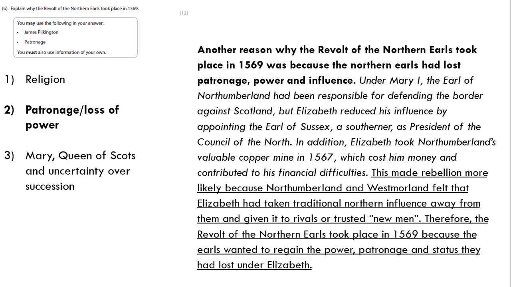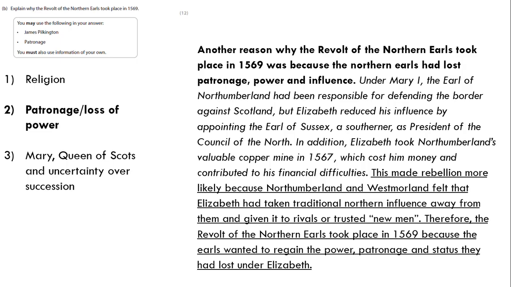Another reason why the revolt of the Northern Earls took place in 1569 was because the Northern Earls had lost patronage, power and influence. Under Mary I, the Earl of Northumberland had been responsible for defending the border against Scotland, but Elizabeth reduced his influence by appointing the Earl of Sussex, a southerner, as President of the Council of the North. In addition, Elizabeth took Northumberland's valuable copper mine in 1567, which cost him money and contributed to his financial difficulties. This made rebellion more likely because Northumberland and Westmoreland felt that Elizabeth had taken traditional Northern influence away from them and given it to rivals or trusted new men.